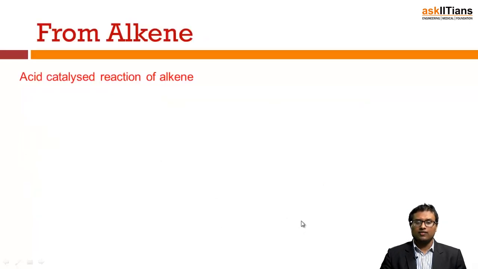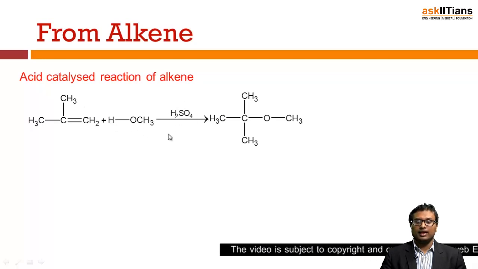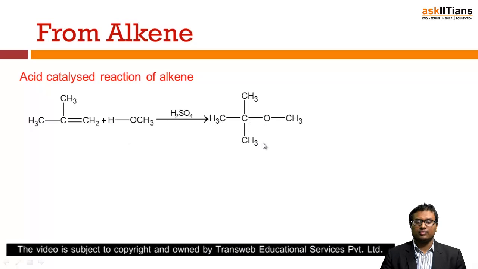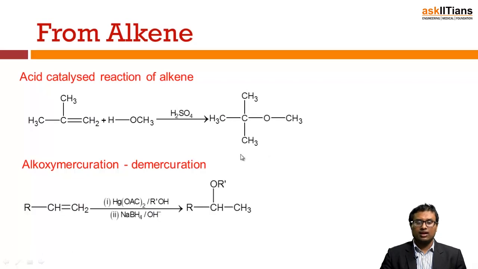From alkene, we know that we can generate an ether from alkene also. Alkenes react with alcohols in the presence of acid to give ether. This is called acid catalyzed reaction of an alkene with an alcohol. You have an alkene, you have an alcohol, and you have an acidic medium. It gets catalyzed to give the resulting ether. Next, alkoxymercuration-demercuration. You have an alkene, you are doing alkoxymercuration, you can see here an alcohol and mercury, and in demercuration you are reducing it, and you will get the given ether.